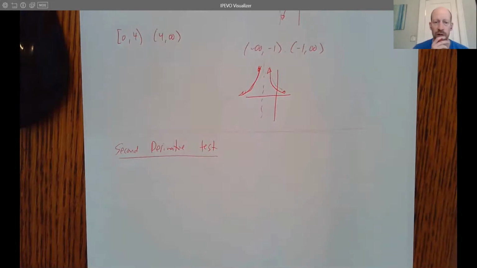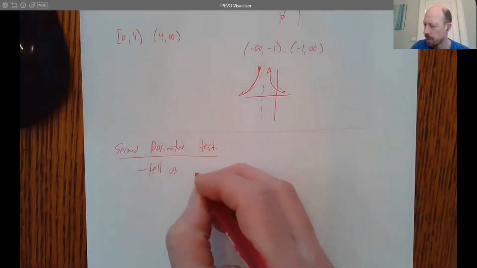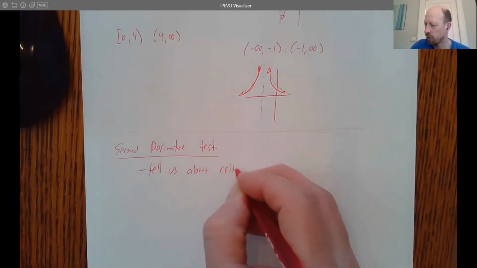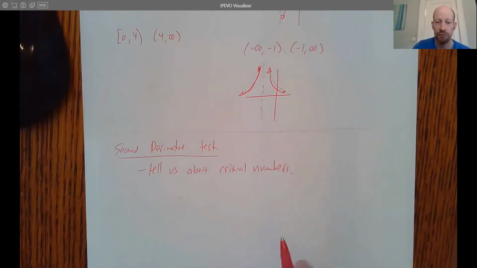You will also run across what's called the second derivative test. So just like the first derivative test, the second derivative test can tell us about critical numbers. The first derivative test told us whether the critical numbers are relative maximums or relative minimums, and the second derivative test does the same thing, just using the second derivative. It tells us whether we have a relative maximum or minimum.